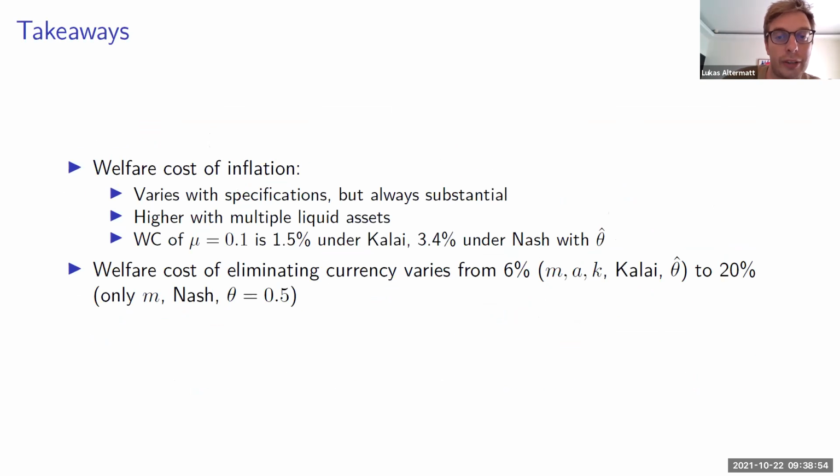So maybe just to take, I can finish on this one. So yeah, the welfare cost of inflation varies with specifications, but it's always substantial. Importantly, it's high with multiple assets. And the welfare cost of 10% inflation is 1.5% under Kalai, 3.5% under Nash if we match markups. And the welfare cost of eliminating currency is substantial too. It varies from 6% to 20%.